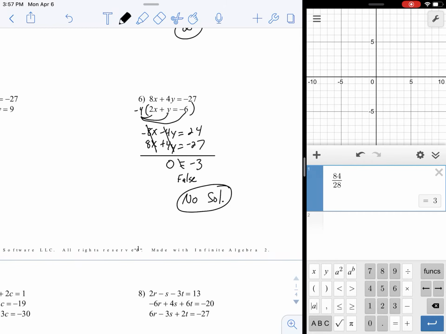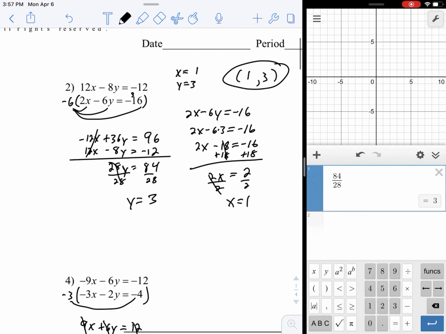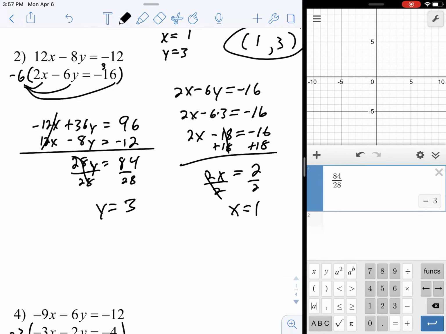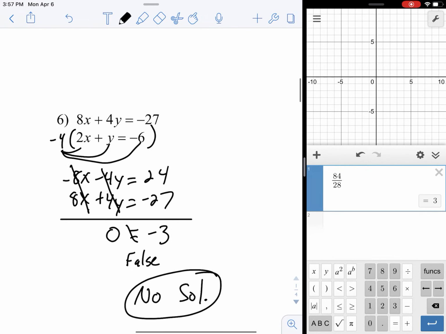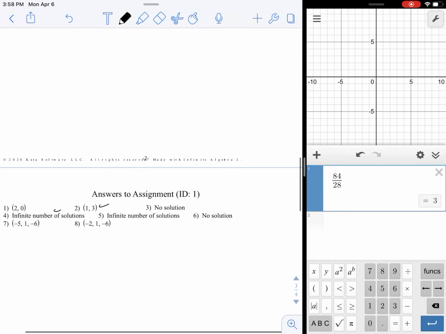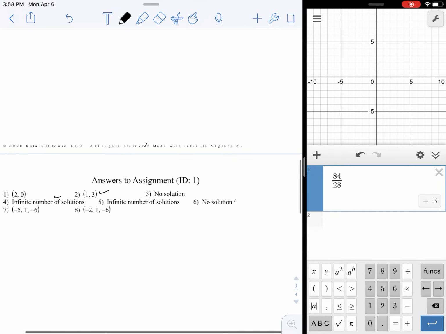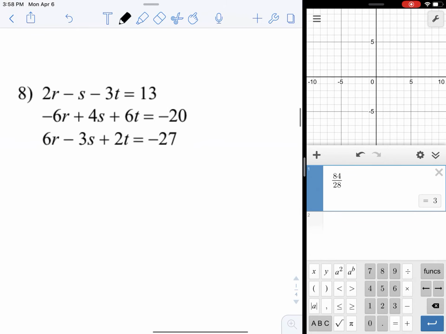So, I tried to make it as quick as I could, threw a sneeze in there as a bonus, but that's the elimination method in a regular context where you get a regular answer, 1, 3, one that works out to be infinite solutions, one that works out to be no solution. So hopefully this is something you remember and it's something you can do. Oh, I guess I should check number 6. I kind of already did before we started, but yeah, there it is. No solution.